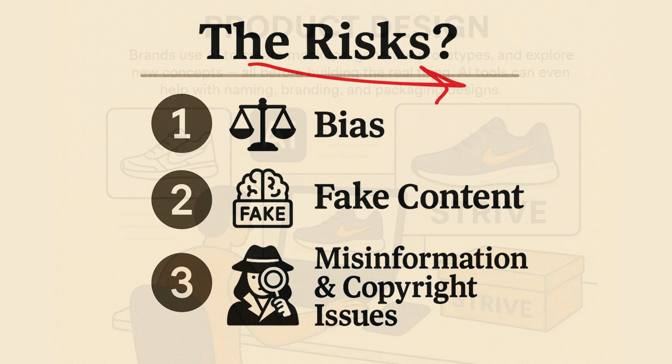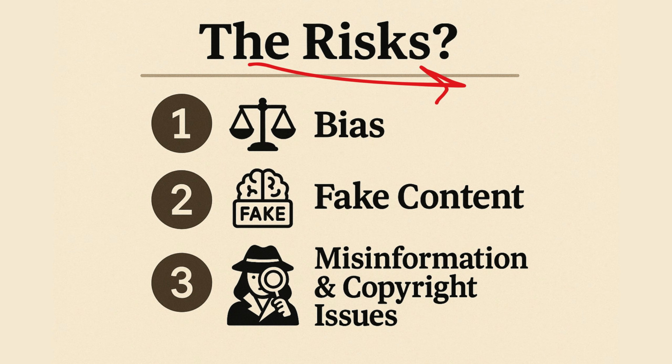But wait, what about the risks? Now, we need to talk about something important, the ethics of generative AI. Yes, it's powerful. But that power needs to be used responsibly. Bias. AI models are trained on internet data, which means they can pick up human biases from that data. That's why it's possible for AI to generate biased, stereotypical, or unfair responses.